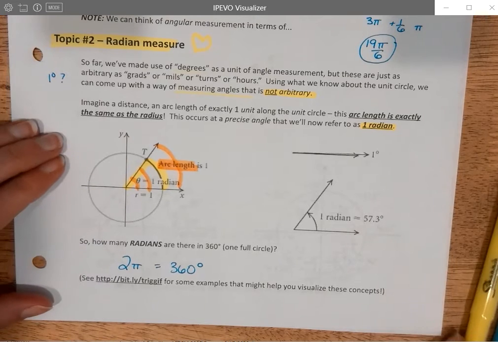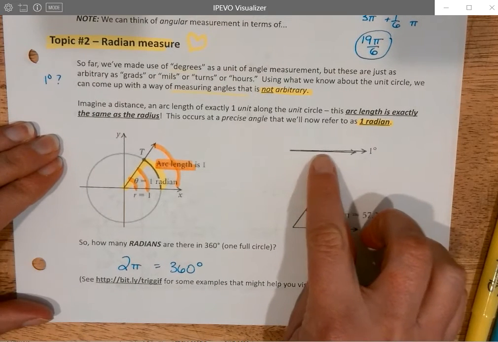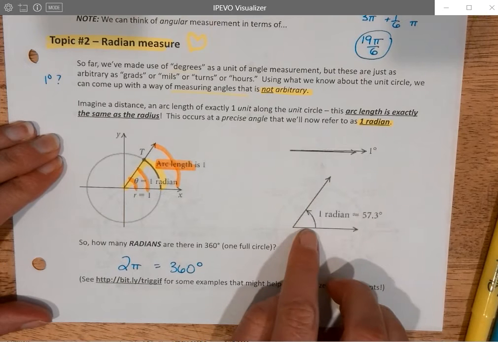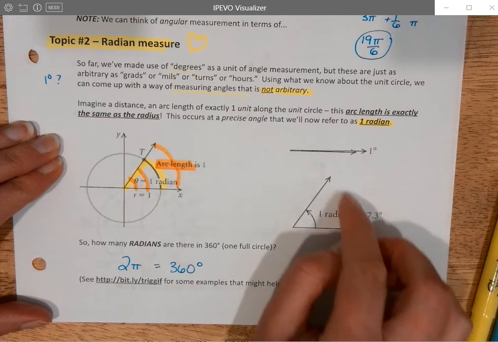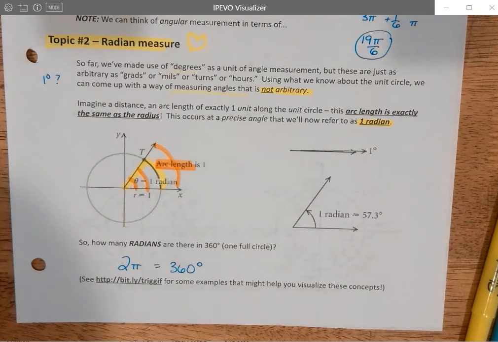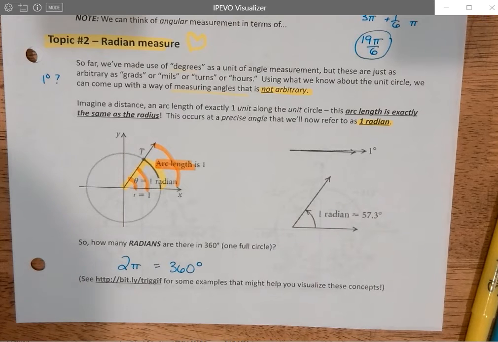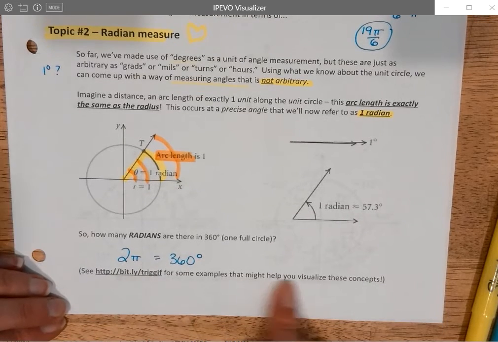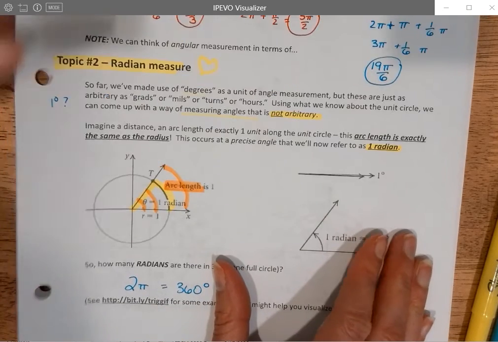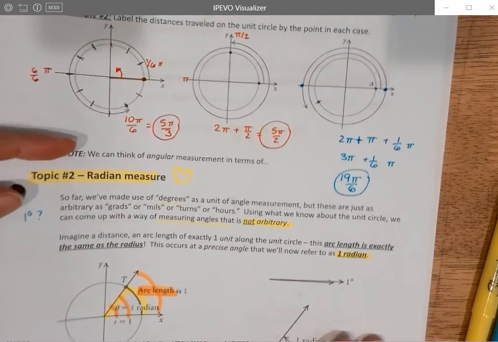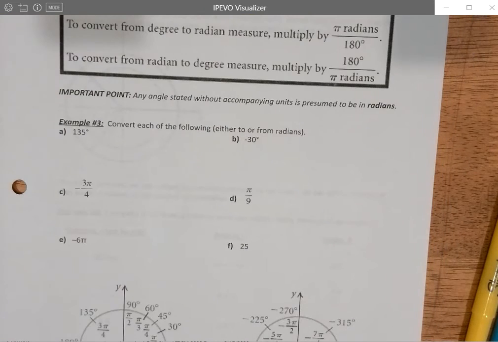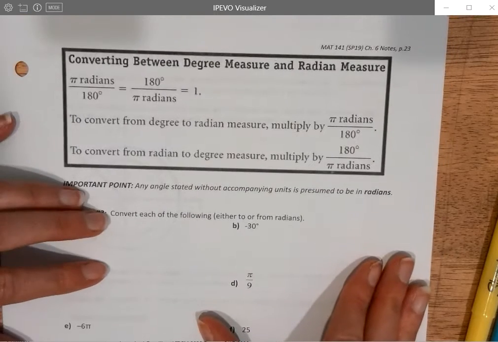Okay, so 1 degree is that little bitty arbitrary measure right here, so tiny, and then 1 radian corresponds to an arc length of exactly 1 as the measure, 1 unit of measure. Okay, 1 radian is approximately 57 degrees if we were to convert them. It's just the pi ratio of that. There is a link here at the bottom for some examples that might help us visualize the concept, so please take a look at that. I'm going to flip on to my next page here about converting between degree and radian measure.